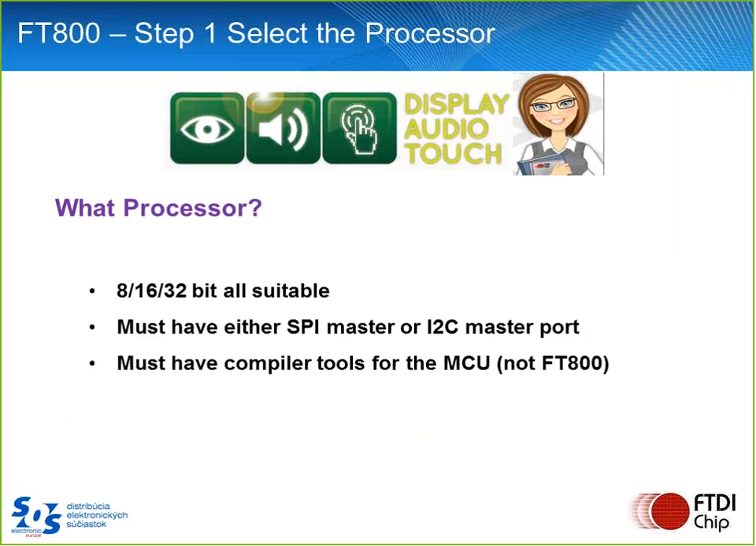What processor? So 8, 16, 32-bit are all suitable. The only differentiation they must have is whether it's SPI master or I2C master ports. And you must obviously have a compiler tool to be able to compile your C programming. Now, why we've put here not the FT800 is the code you write will reside on the microcontroller. The 800 is acting as a bridge between the microcontroller and the display.